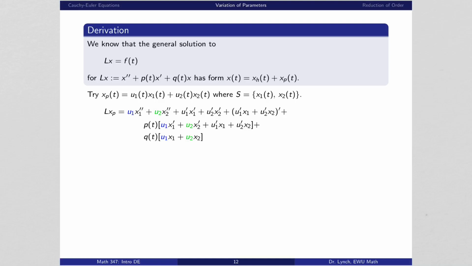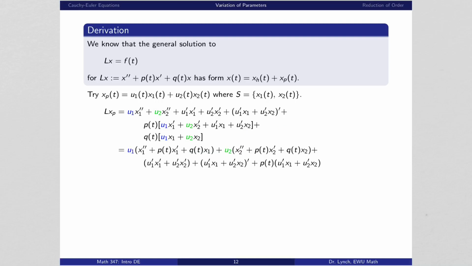Things get a little bit crazy here when we plug in the solution u1x1 plus u2x2. In order to plug that in, we need the second derivative, which is here. We need the first derivative, and that's here. And then, of course, we need the function itself, and that's here. As we've done before, we'll collect these terms up according to the functions u1 and u2. You can imagine that u1, for instance, has an x double prime attached. It has p of t x1 prime attached, and it has a q of t x1 attached. There's some more stuff too. So when we collect up the u1s and the u2s, we end up with this expression.